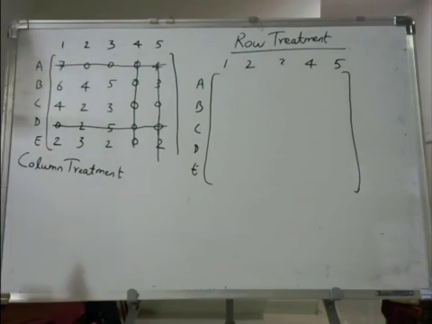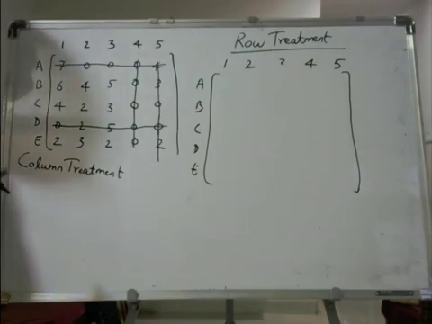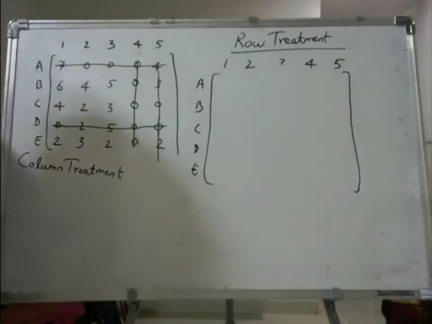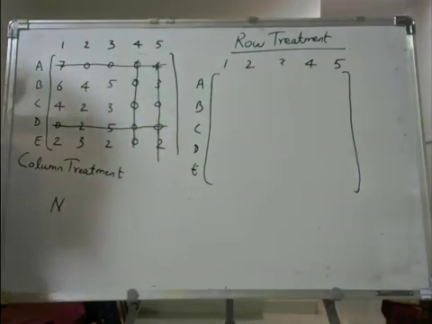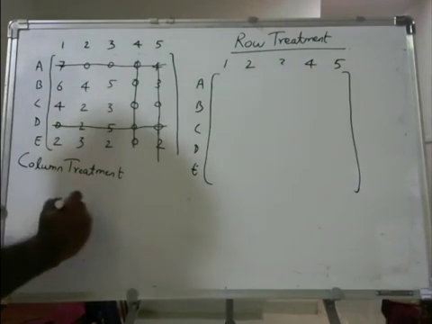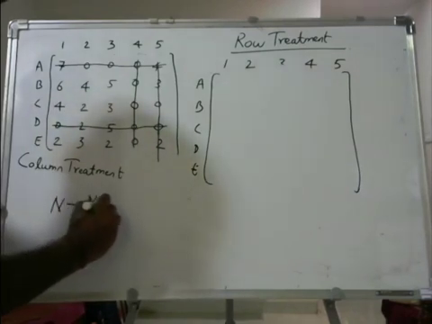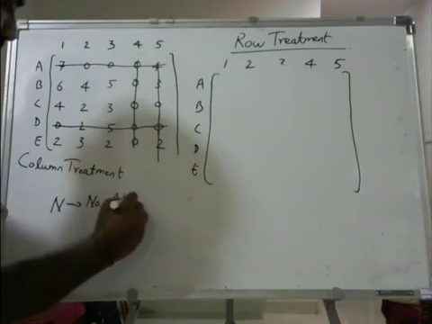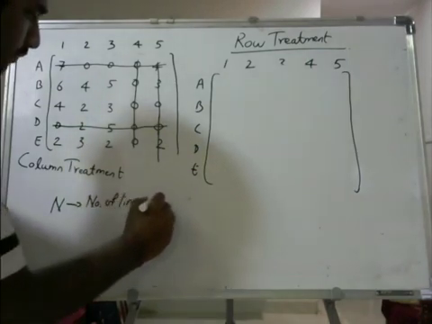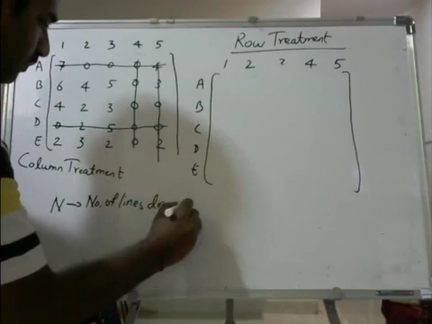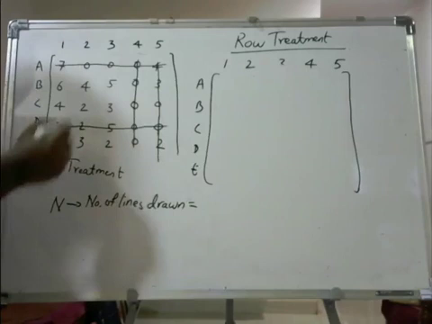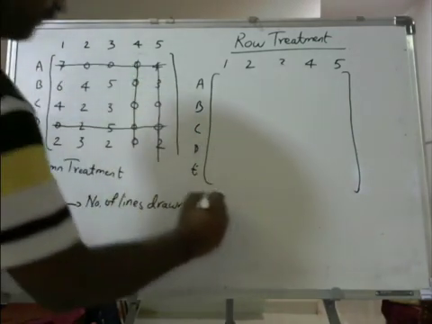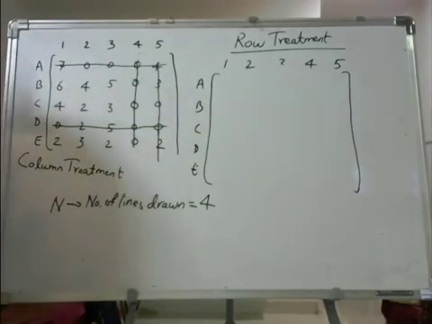So how many lines have I drawn? The total number of lines drawn is denoted by capital N. How many lines have I drawn now? It is equal to 1, 2, 3, 4. So I have drawn 4 lines.